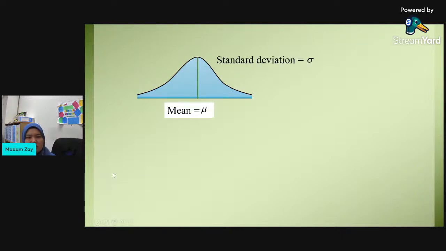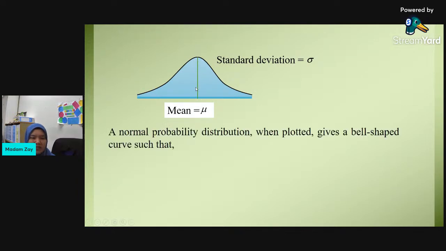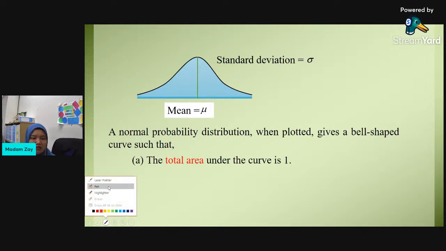Okay, so this is our graph. So, for the normal distribution. Okay, so this line, green line is the value of mean. Okay, so we are putting our mean here, and then this mean is actually in the middle.